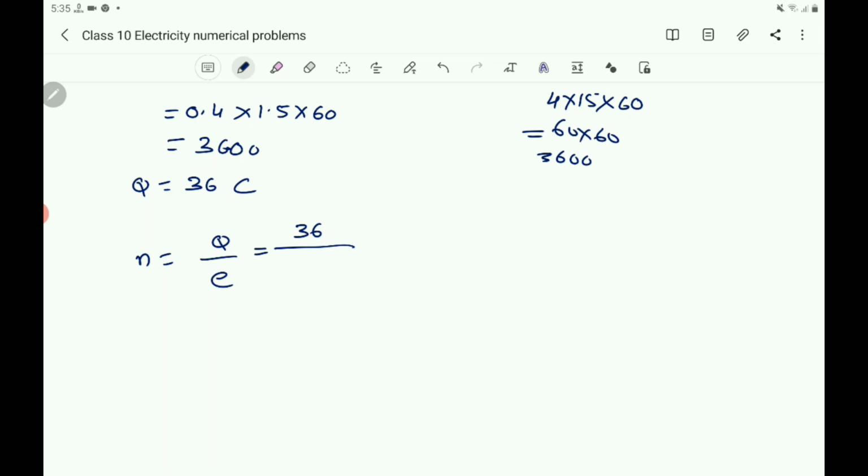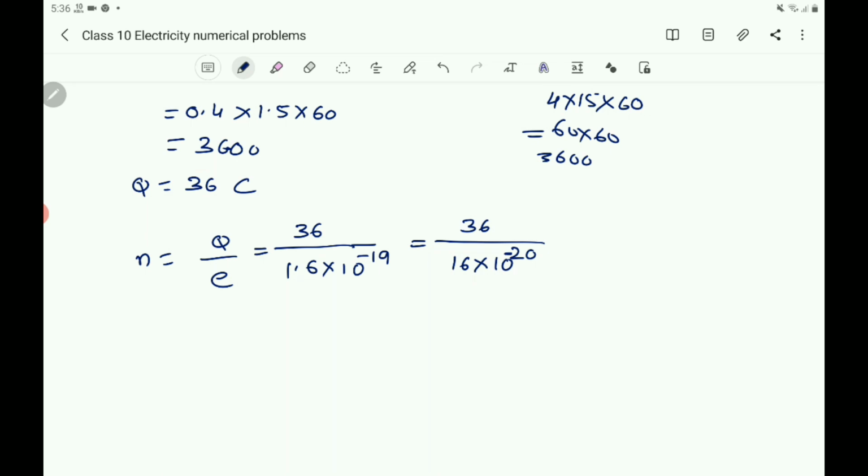E is equal to what? 1.6 into 10 power minus 19. So N equals 36 by 1.6 into 10 power minus 19, which becomes 36 by 16 into 10 power minus 20. You must write 10 power minus 20.